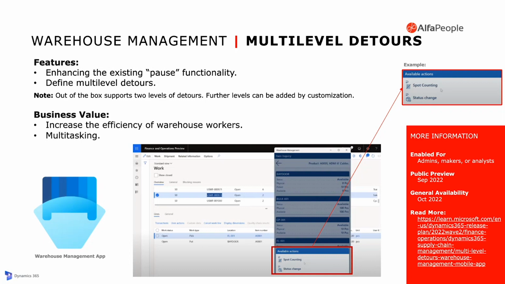However, it's worth mentioning here that this feature only supports 2 levels of detours as standard out of the box. But if your business requires further levels of detouring, a code extension can be created as a customization pretty simply.